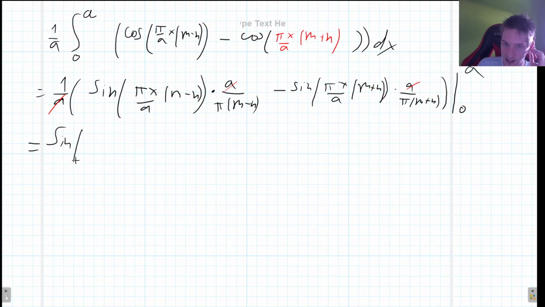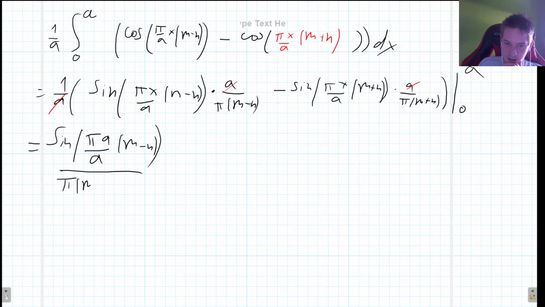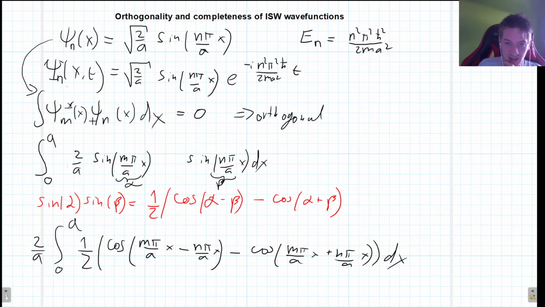So this is going to be sine of pi a over a times (m minus n), divided by pi (m minus n). Now don't worry about this, because this case is only for those occasions where m and n are different, because remember, when m and n are the same, the integral that we started with is just 1. When they are the same, we know that it is 1.